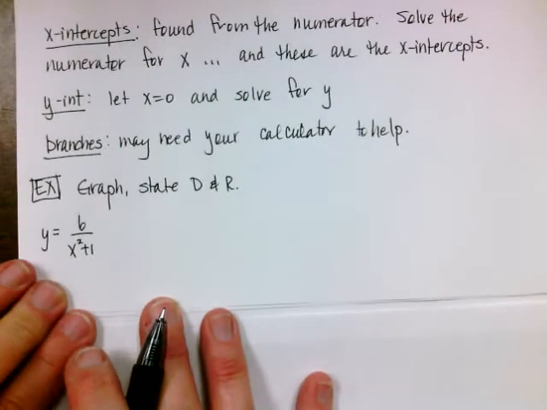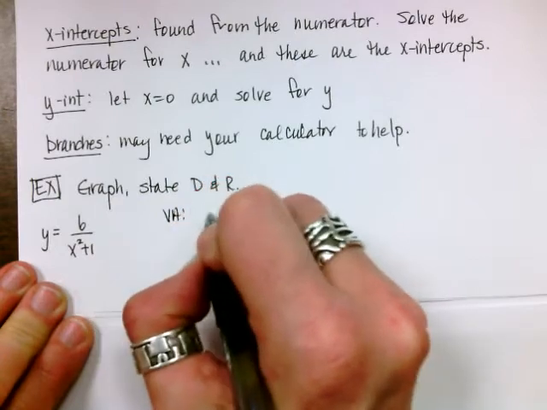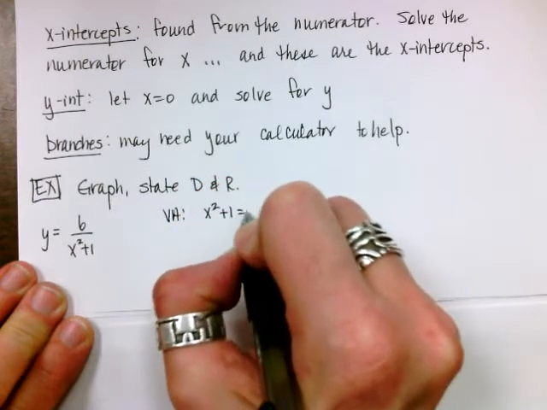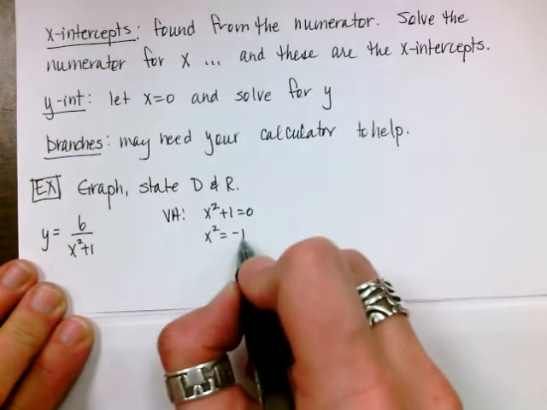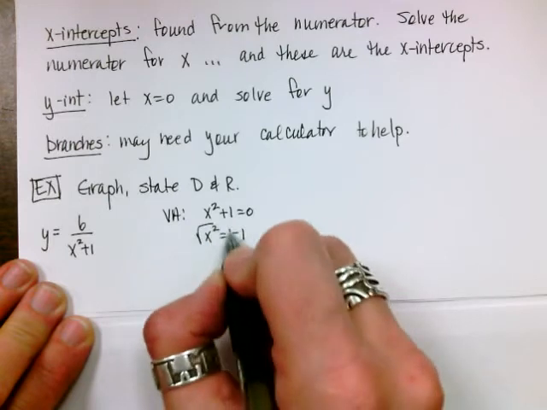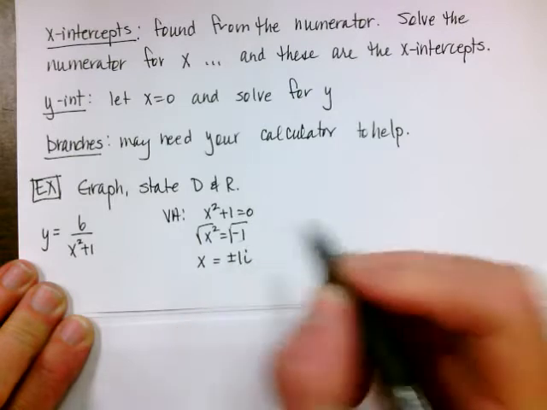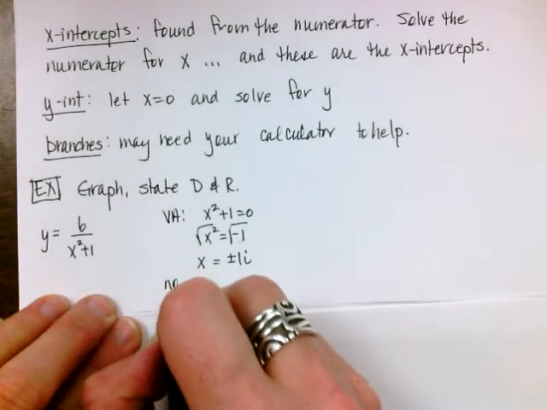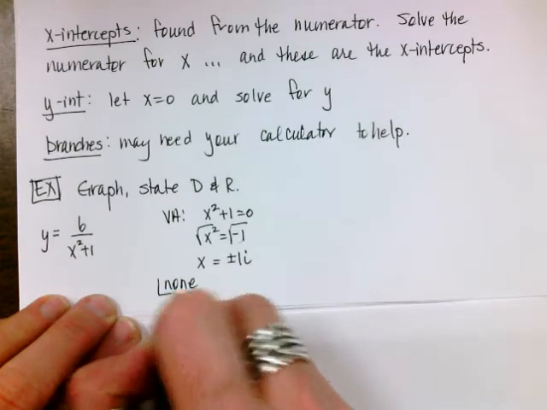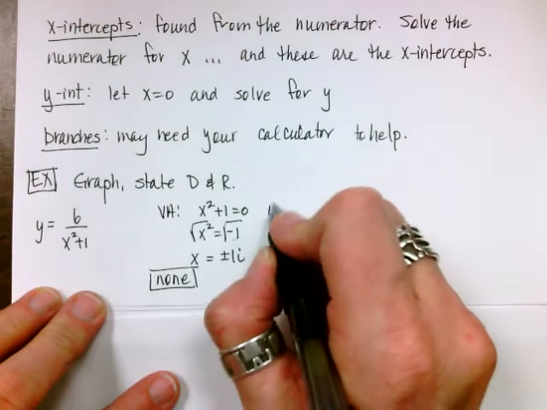So the first thing that we usually do is try to find our vertical asymptotes. So if I'm working on my vertical asymptotes, I would set x squared plus 1 equal to 0, and then I solve: x squared is a negative 1. Because this is a negative 1, when I take the square root of both sides, I would get x is equal to plus or minus 1i. And if you'll remember, when we talked about complex numbers, they do not show on our graph, so there actually are no vertical asymptotes. Okay?